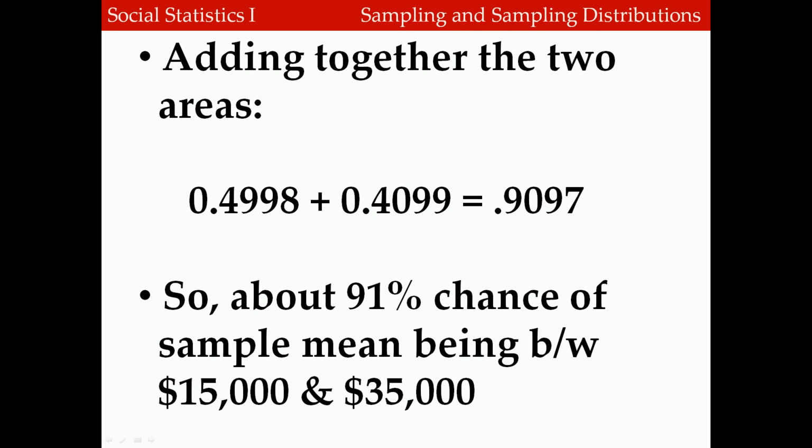And so we would just add those two areas together. 0.4998 plus 0.4099 gives us a total of 0.9097. And so with a little bit of rounding, we can say that there's about a 91% chance that the sample mean is between 15,000 and 35,000.